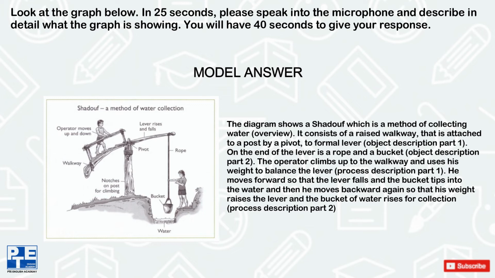Process description part 1. He moves forward so that the lever falls and the bucket tips into the water, and then he moves backward again so that his weight raises the lever and the bucket of water rises for collection. Process description part 2.